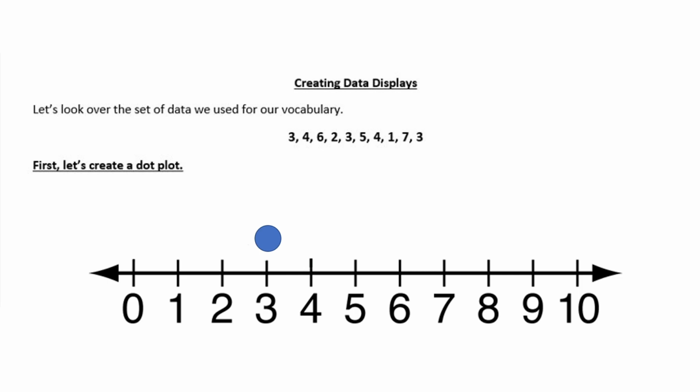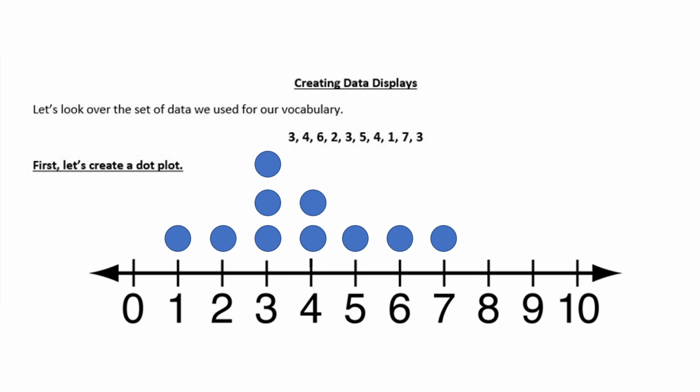So the first number I saw was 3, I put a dot at 3. And then 4, and then 6, and then 2, 3, 5, 4, 1, 7, and 3. When we look here, we can tell that we have all of our data placed, and we can check that by counting our number of dots. We knew there were 10 dots from finding our mean, so let's count again to make sure that we haven't missed any numbers. 1, 2, 3, 4, 5, 6, 7, 8, 9, 10. So we know we have all of our data points entered.